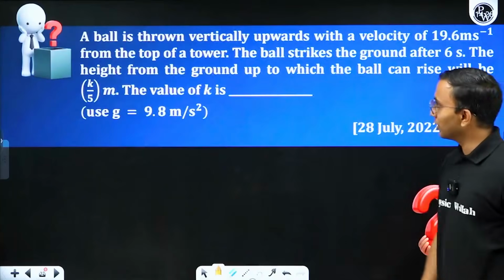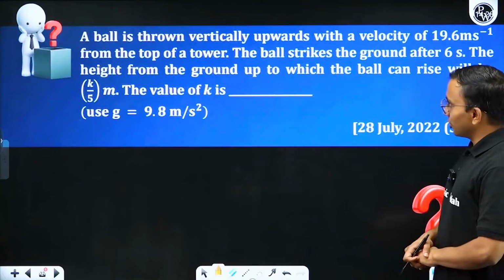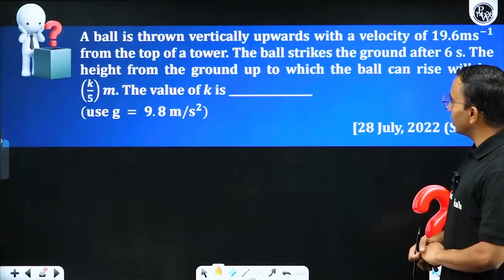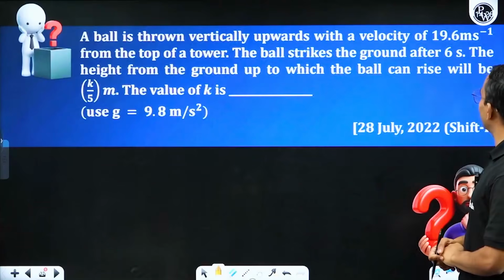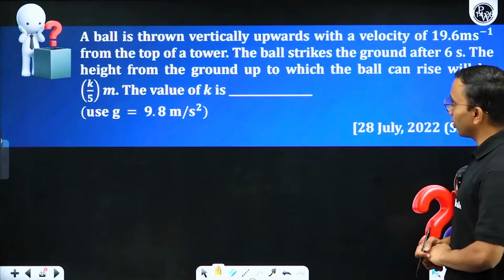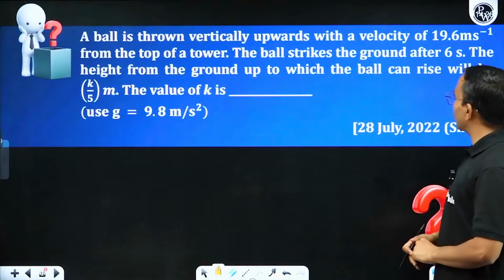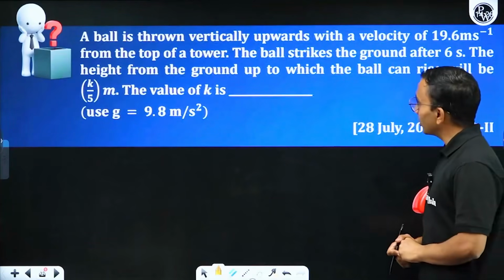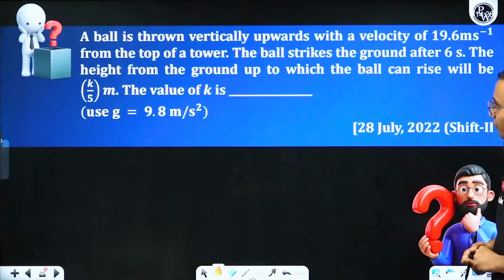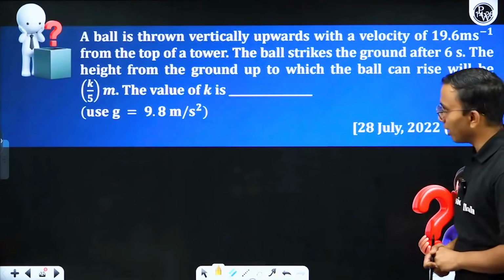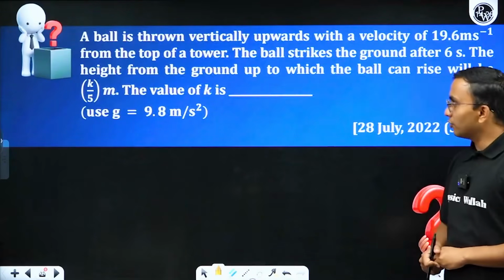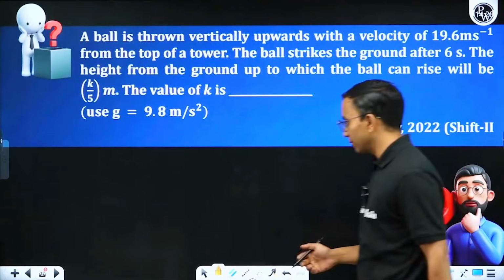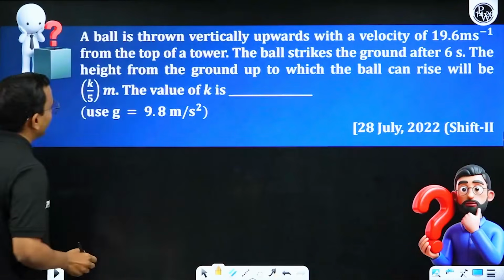Okay, moving to the next question. A ball is thrown vertically upward with a velocity of 19.6 from the top of a tower. The ball strikes the ground after 6 seconds. The height from the ground to which the ball can rise will be k by 5, and we need to find the value of k. This is another simple question.